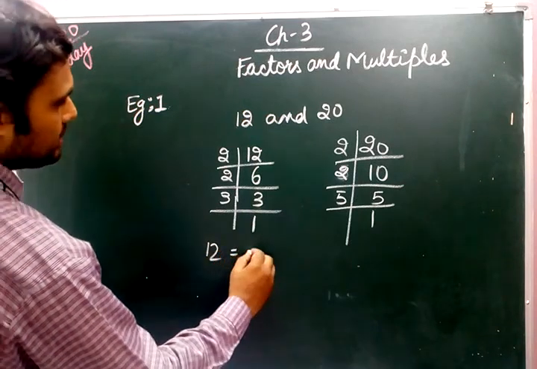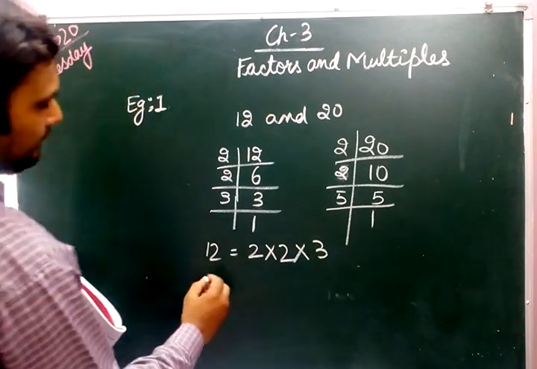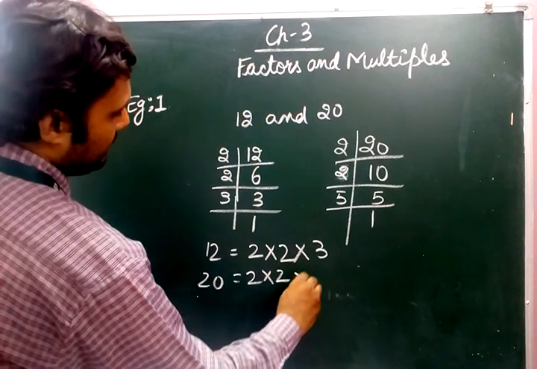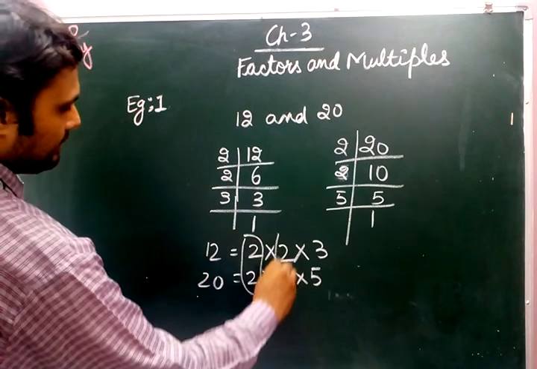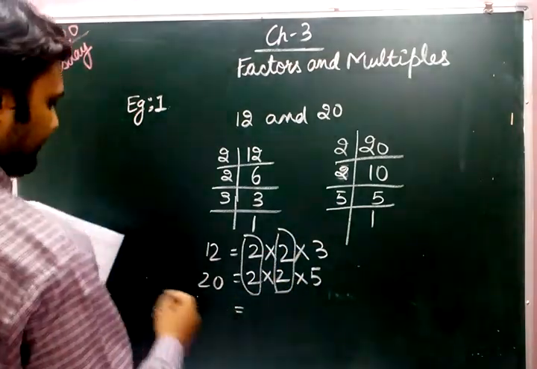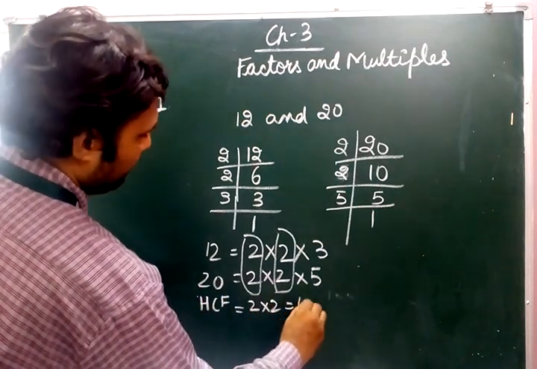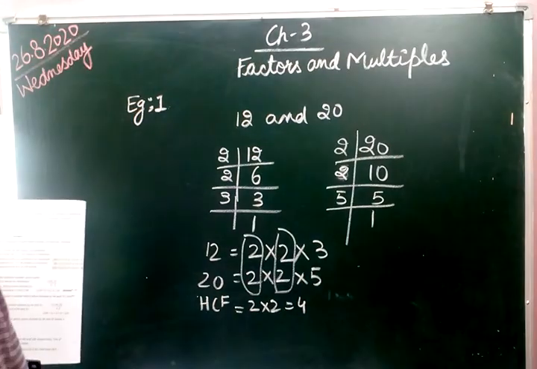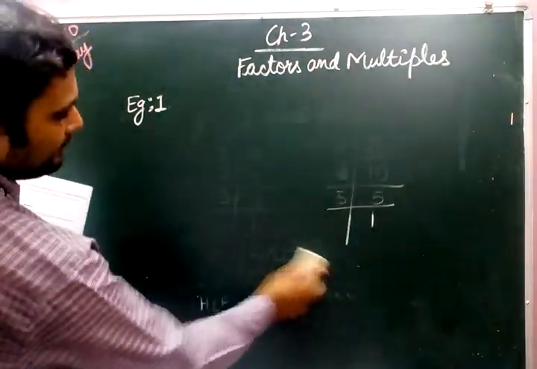So the factors of 12 are 2 multiplied by 2 multiplied by 3, and the factors of 20 are 2 multiplied by 2 multiplied by 5. What is common in that? This 2 and this 2. So the largest number we got is 2 multiplied by 2, which is 4. So the answer is 4. In this way we will do the question. This is the example that we have discussed.